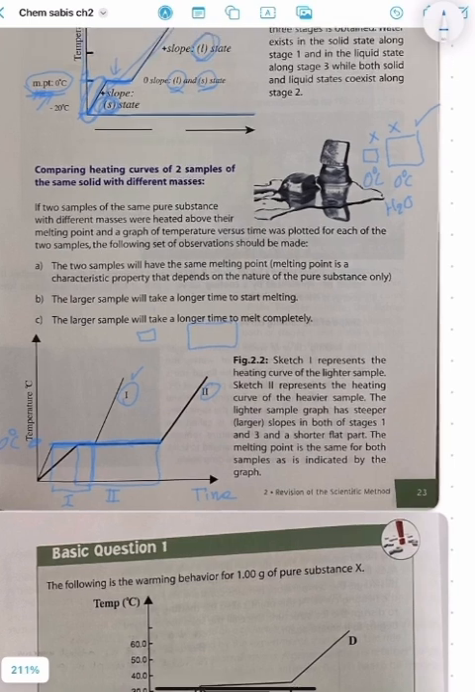So we have some things to consider. Depending on our experiment, we have some observations that A, the two samples will have the same melting point, do not forget. B, the larger sample will take more time, longer time to start to melt, and it will take a longer time to melt completely.